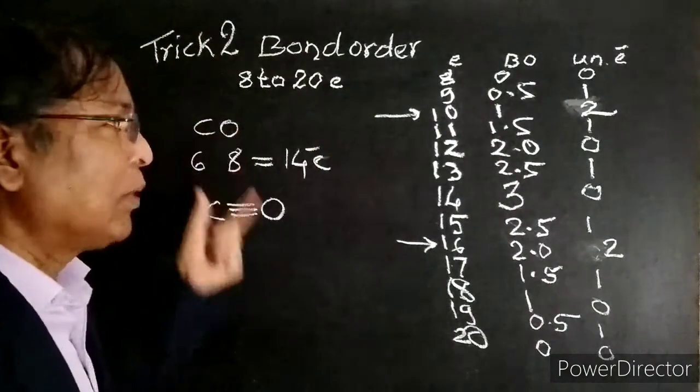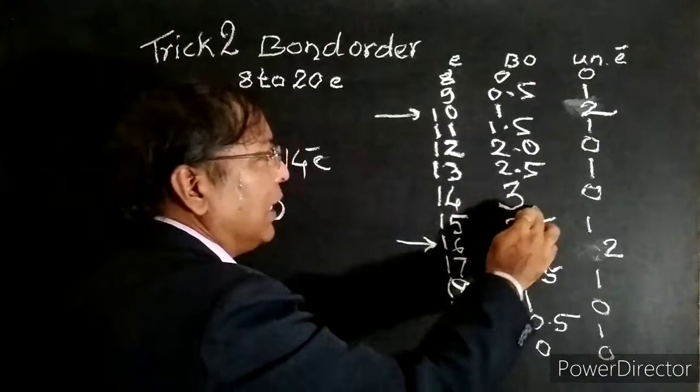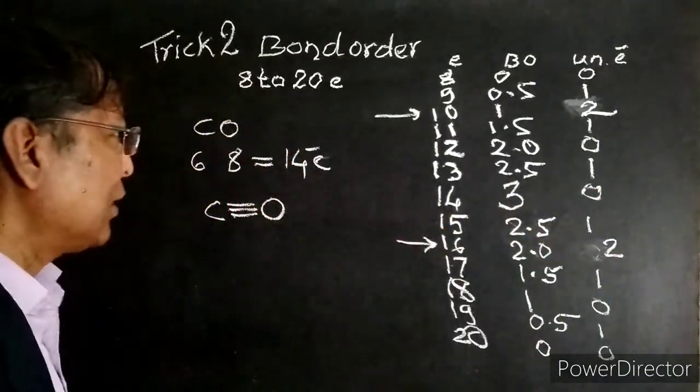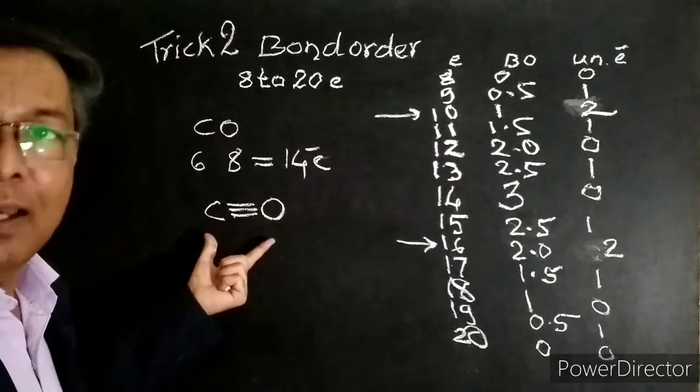If we consider carbon monoxide, it has 14 electrons, so it has bond order 3 and it has 0 unpaired electrons. Therefore, it is diamagnetic in nature and it is colorless.